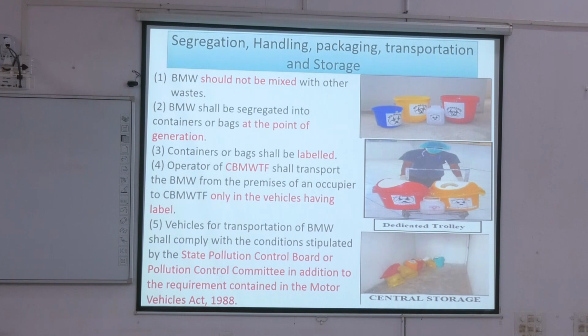After that, at first you have to segregate. When waste is generated, at the point of generation you have to segregate it into different color coded bins. Here you can find that different color coded bins are there: blue, yellow, red, and white. When a waste has been generated, as per their color code you have to separate it.